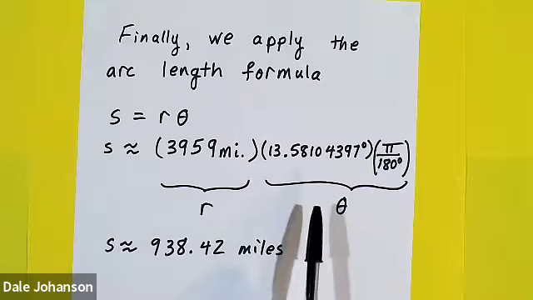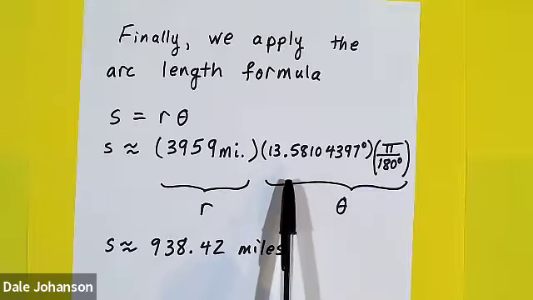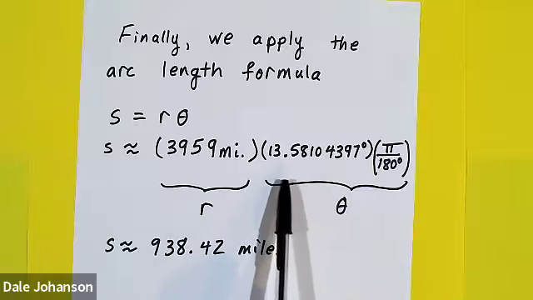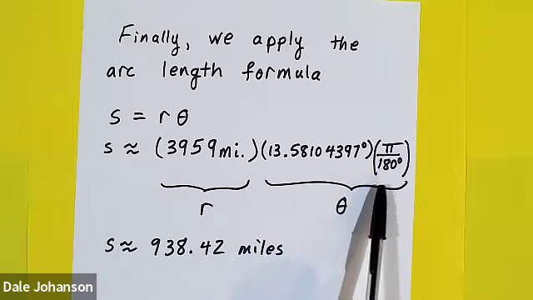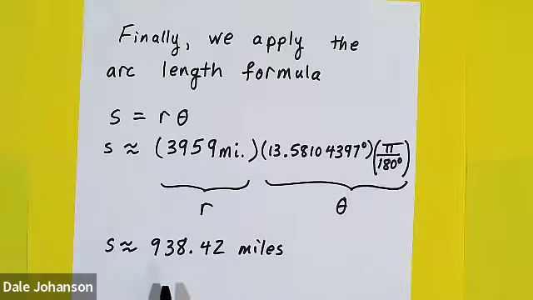And then we need to convert our central angle to radian measure. And to do that, we take the value we just found, multiply it by pi over 180 degrees. And we find that the distance between the two visitor centers is approximately 938.42 miles.